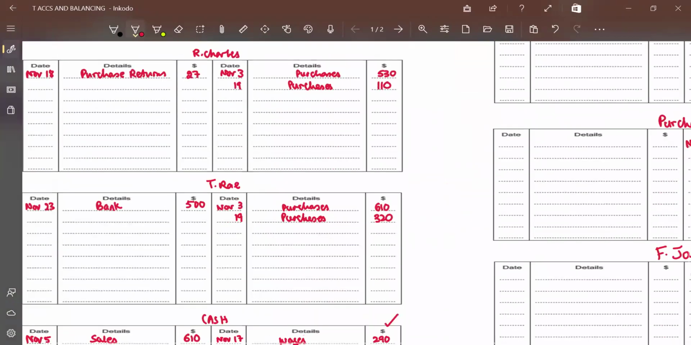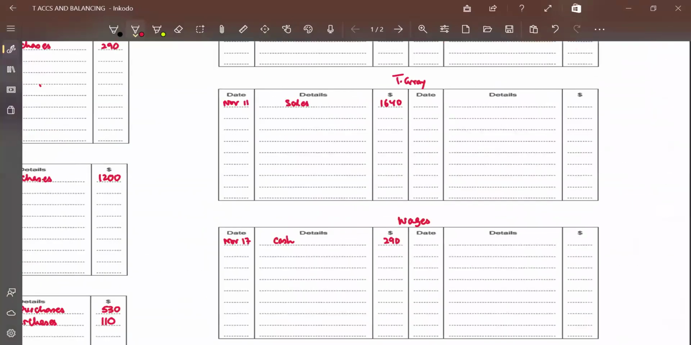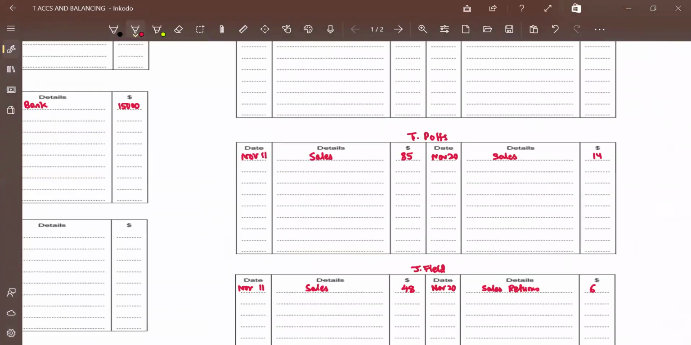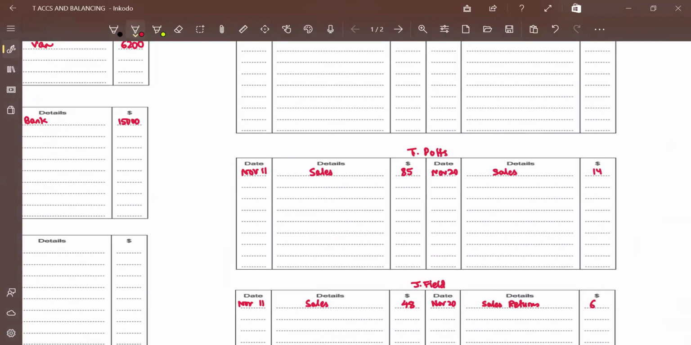Teapots is here. The amount of money received from Teapots because you've sold goods to him is $71. So the amount of money received: bank debit, Teapots credit. Received in the bank through check, and this is on the 28th of November.